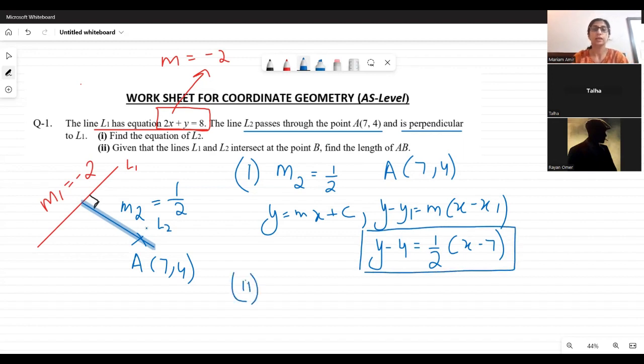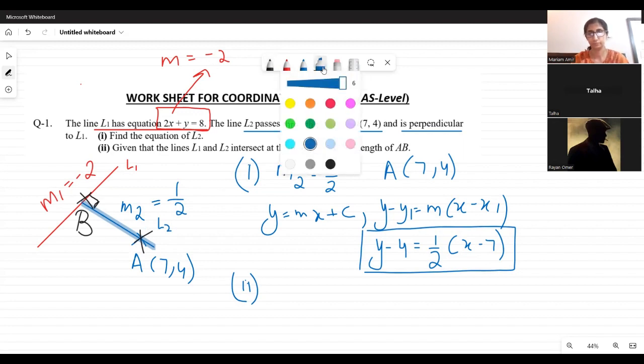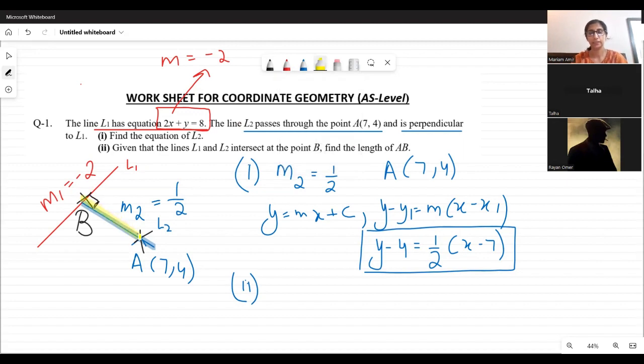Okay, part 2. Given that L1 and L2 intersect at point B, find the length of AB. So they're saying that both the lines meet at point B. Find the length between the points A and B. First thing you need to do is find the coordinates of B. How do we find the coordinates of B?